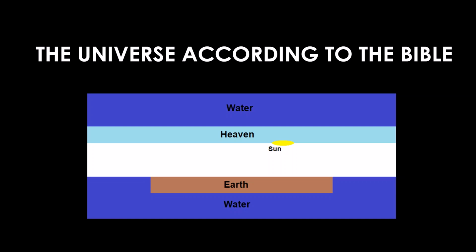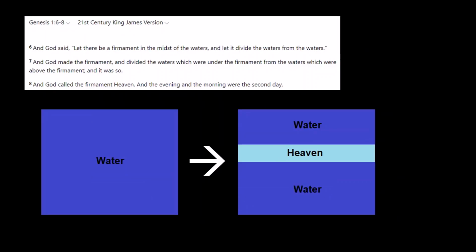And almost everyone knows that God creates the universe in Genesis, but not many people seem to notice what kind of universe is actually created. So, first, God creates heaven in pre-existing water.